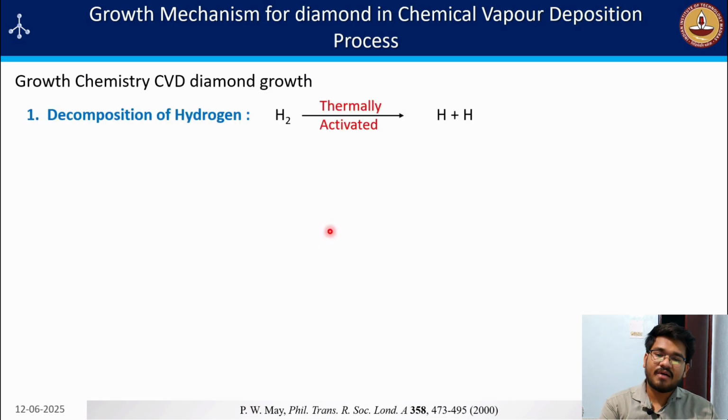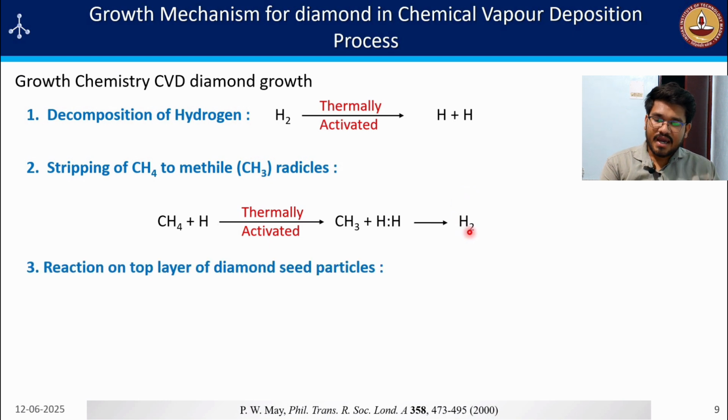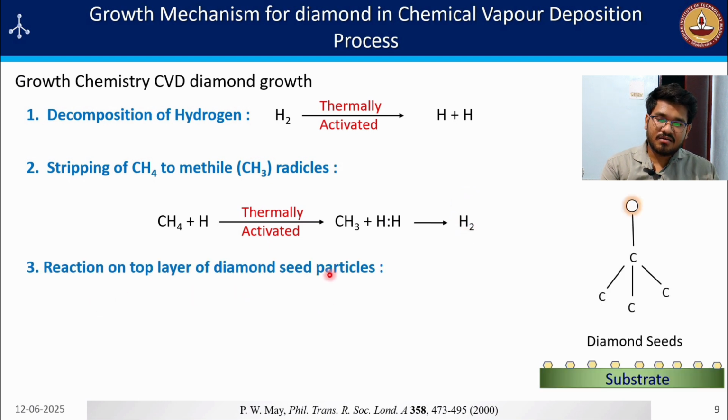We have decomposition of hydrogen. Hydrogen will be thermally activated and it will give atomic hydrogen. This atomic hydrogen will react with methane. Then methane radicals will be produced, and in the process, this hydrogen atom can also bond with another hydrogen to again give hydrogen gas, and it may be flowed out of the chamber. And then the reaction at the top layer of the diamond seed.